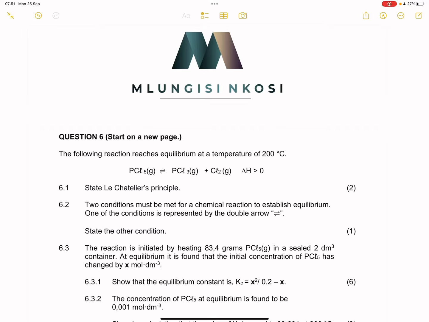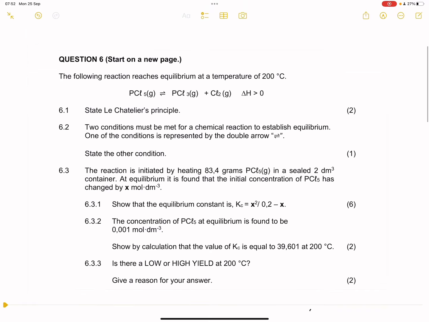Now they say state Le Chatelier's principle. Of course, I think by now you should be able to not only state it but sing it. In a closed system, if one of the factors that affect equilibrium changes, then the equilibrium will oppose the change and a new equilibrium will be established. There are many ways to skin this cat, so you can state it in a way that seems comfortable to you.